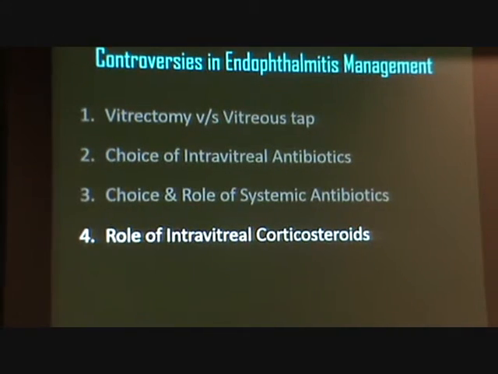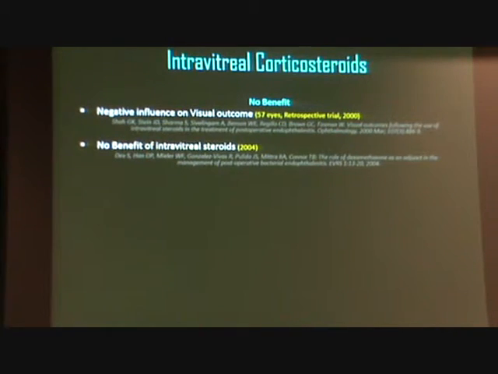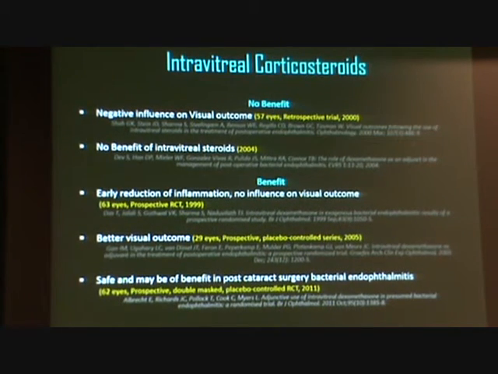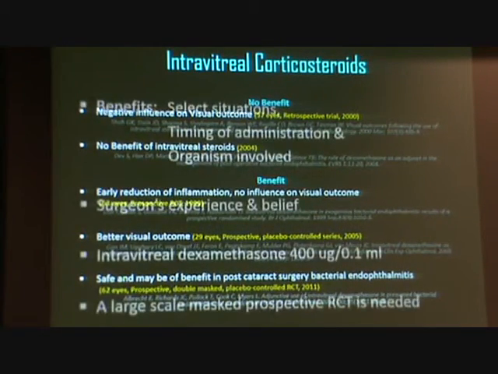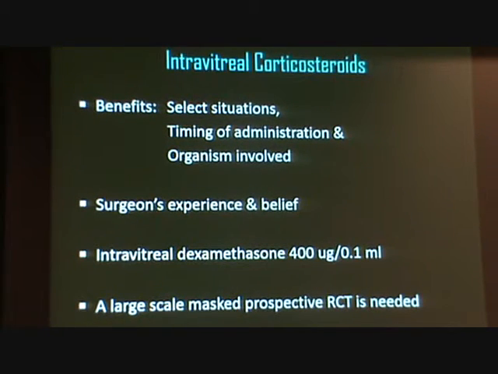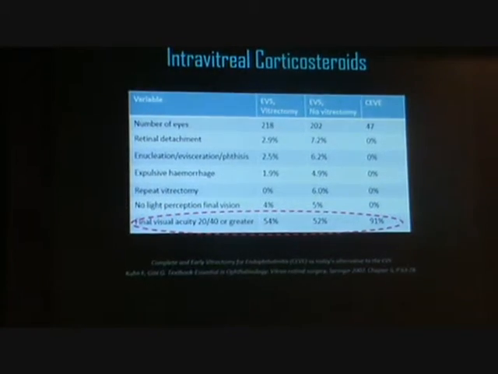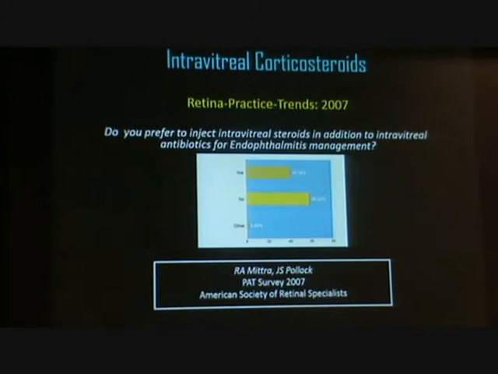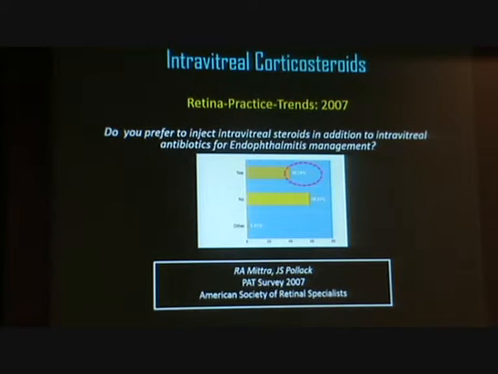Regarding intravitreal steroids, there are a number of publications assessing pros and cons of its usage. Recent articles have shown the advantage of intravitreal dexamethasone for the management of endophthalmitis. I prefer to use it routinely, except for suspicious cases of fungal endophthalmitis. Benefits of it probably depend upon the timing of administration and organism involved. Kuhn and Beatty routinely use 400 micrograms of dexamethasone for the patients in this study. Looking at the ASRS PAT survey 2007, nearly 40% of respondents prefer to inject intravitreal steroids primarily.